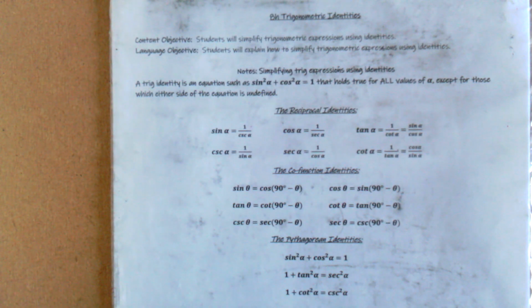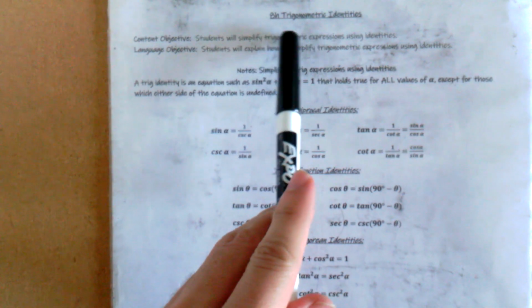Everyone, we made it. This is the last section of Algebra 2, 8H, trigonometric identities. This is also my favorite section.